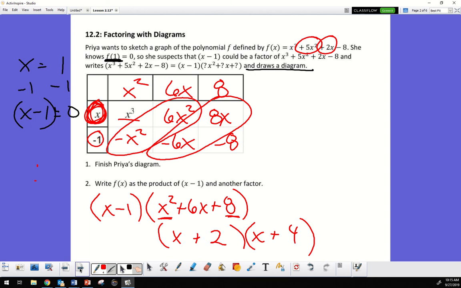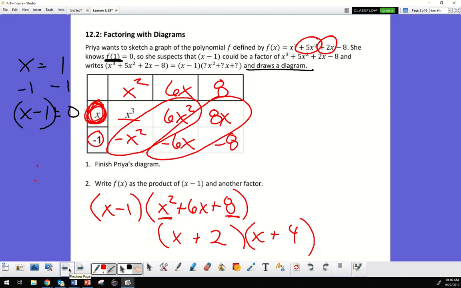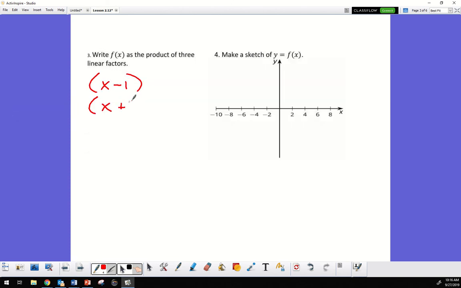Okay, all right, let's take a look. So using those 3 factors that I just did, what were they? X minus 1, right? What was the next one? X plus 2 and x plus 4. Okay, so those are my factors. If those are my factors right there, what information does that give me?